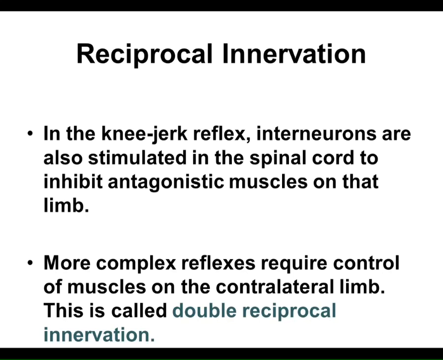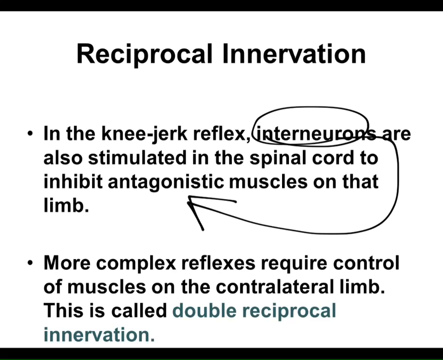So even though, yes, the knee-jerk reflex is monosynaptic, and that's true to the quadriceps femoris muscles, there are still other interneurons which are going to be stimulated, which are going to go to the antagonistic muscles and inhibit them, allowing for those hamstring muscles to be extended. And it gets really complicated. I mean, there can even be reflexes that go to the contralateral limb.